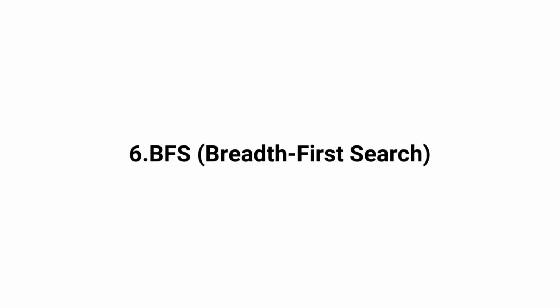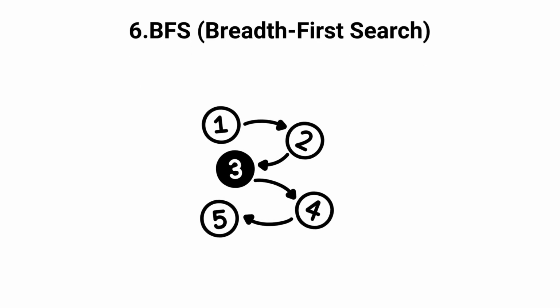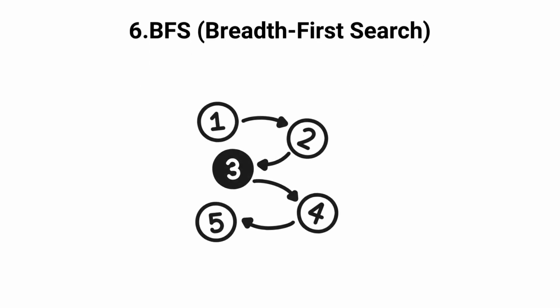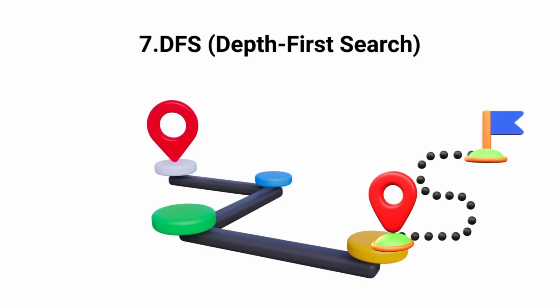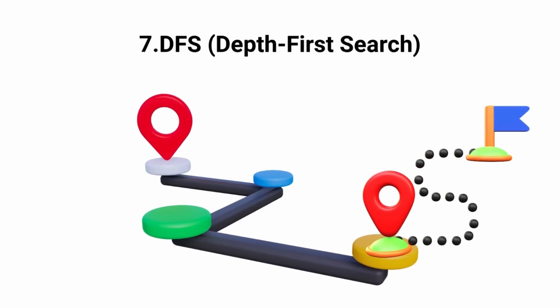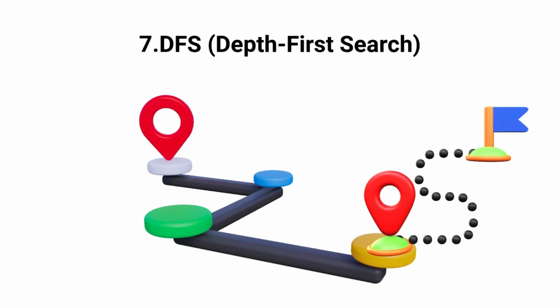Graph algorithms. So there is BFS, breadth first search. It explores all neighbors first. Example, finding the shortest delivery route. And DFS, depth first search. It explores deep paths first before backtracking. So where can we use it? Depth first search, finding all possible product recommendations. So we will see all possible recommendations, and that's it.